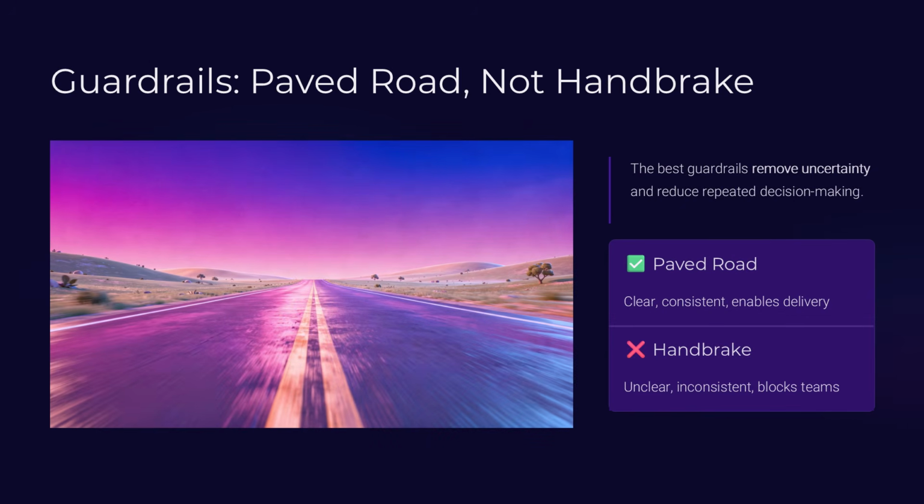With structure established, you now define guardrails because structure without guardrails is just tidy organization without control. Guardrails are the minimum rules that keep your environment safe, auditable, and operable while still enabling teams to deliver. The best guardrails feel like a paved road because they remove uncertainty and reduce repeated decision making. The worst guardrails feel like a handbrake because they are unclear, inconsistent, or disconnected from delivery needs. Your leadership challenge is to design guardrails that reduce risk while increasing speed through standardization.